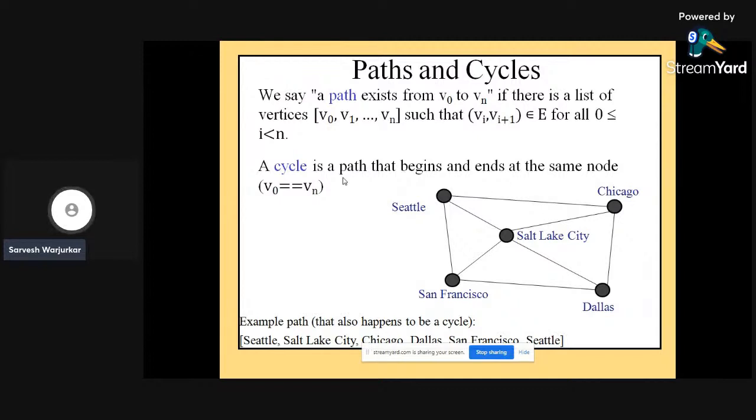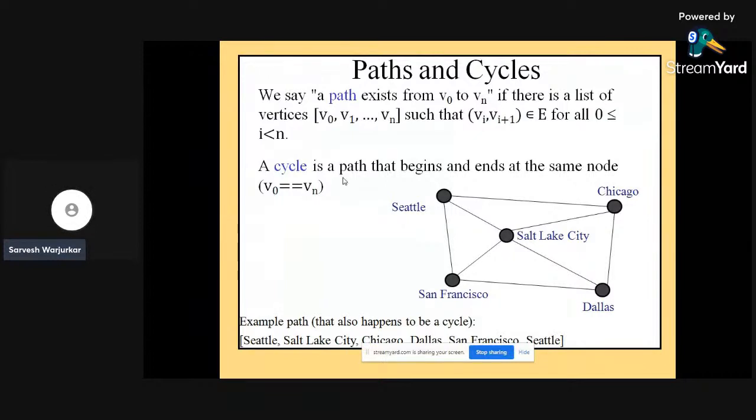Path and cycle. A path represents a sequence of edges between two vertices. In the following example, one path is from Seattle, Chicago, Dallas, San Francisco, and Salt Lake City. It is a complete connected path which starts from Seattle and ends at Salt Lake City. It may be any different path. You can see it is a completely connected graph, so you can change the path, the way, the track. Everything is possible there.